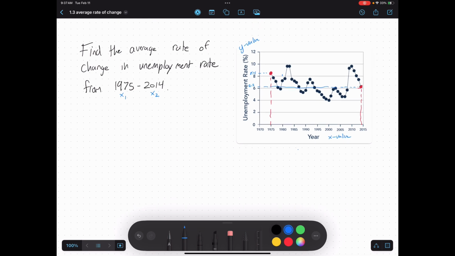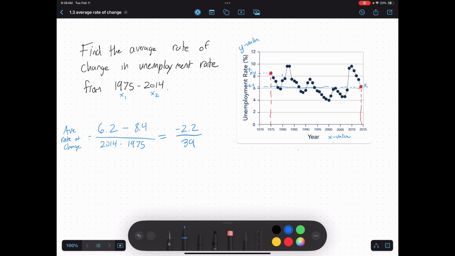So using that becomes my y1, and this becomes my y2. So putting it all together, I get y2, which was 6.2, minus my y1, which was 8.4, over 2014 minus 1975. And this is going to give me my average rate of change. Let me go ahead and do this subtraction, and I get negative 2.2 over 39.